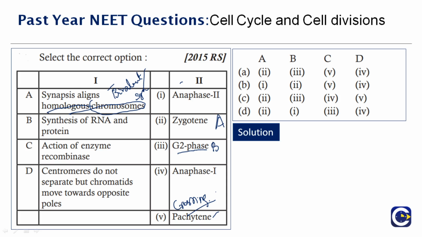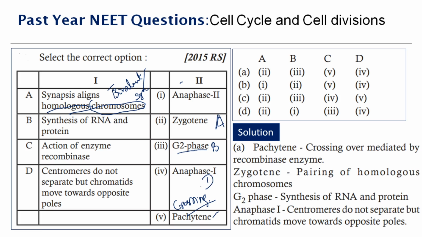Next one, if you see, centromeres do not separate but chromatids move towards opposite poles. So that will happen during anaphase 1 or 2. It will happen during anaphase 1. Therefore D comes here. Therefore the correct answer to this question is option A. See, whatever I explained to you is what is given to your right side, so you don't have to get confused. Okay, option A is the right answer for this.